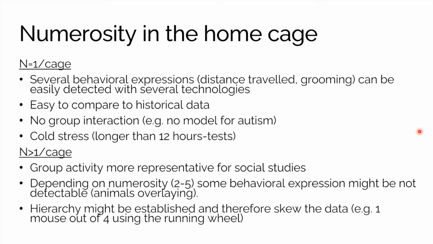So numerosity. If you have 1 animal per cage, you can really look at several behavioral expressions along with distance traveled, grooming, very complex behavior. You can easily detect it with several technologies and apply what Luca described before. It's also easy to compare with historical data, because typically animals are analyzed one after another, in an open field, elevated plus maze, you name it, you have one animal per elevated plus maze or per open field. Unfortunately, there is no group interaction. So for instance, if you have a model for autism, where you will evaluate the contacts of the two animals, you will miss it.